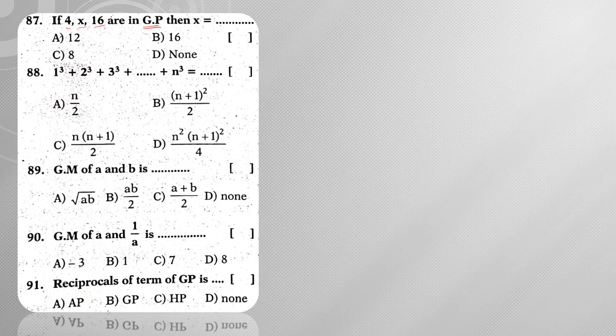So GP means the ratio is common, or we can use the b square is equal to AC concept. Based on that, x square is equal to 4 into 16. So from this, x is equal to square root of 4, which is 2, into square root of 16, which is 4. So 2 4s are 8. Hence the answer is 8.